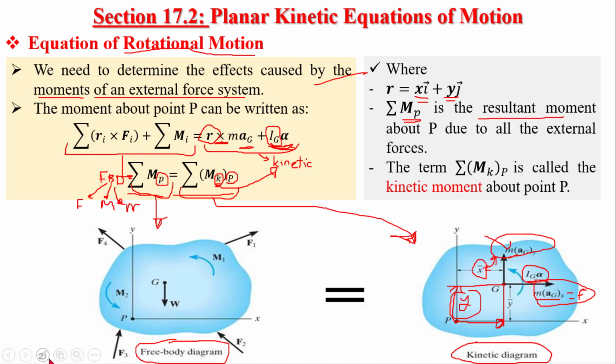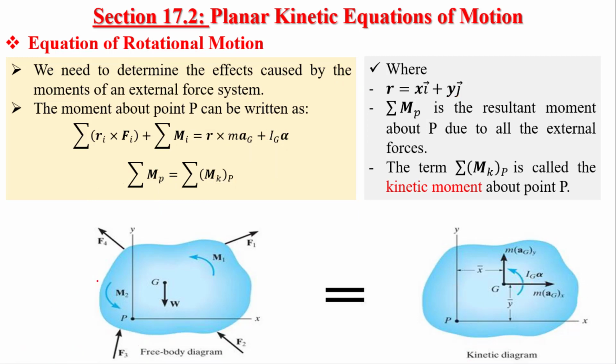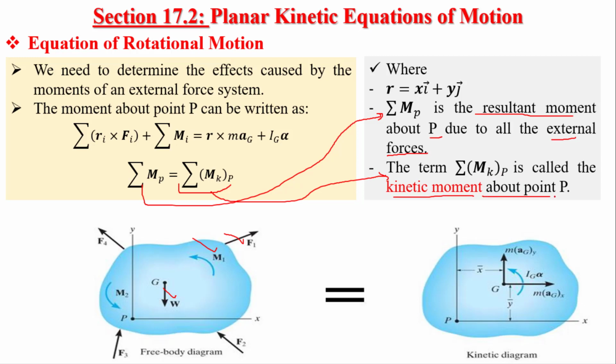Now the summation of moment about B is the resultant moment. So the first part of this equation is the resultant moment about B due to all external forces, like this force, like a moment, or weight. Now the second term of this equation is related to the kinetic moment about point B, which is related to acceleration or angular acceleration. Clear?